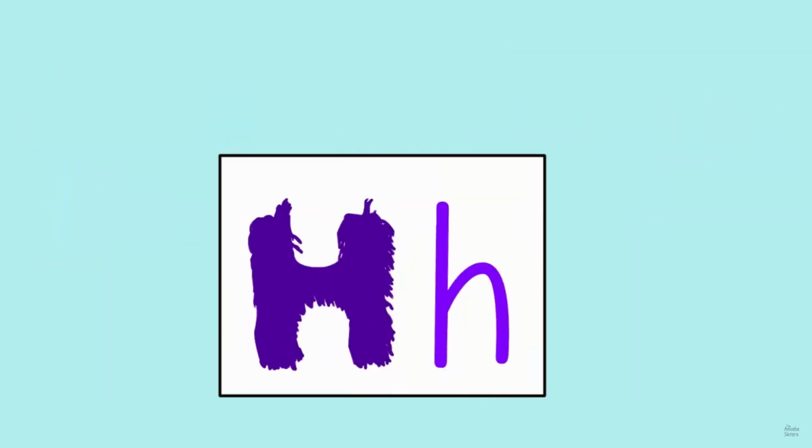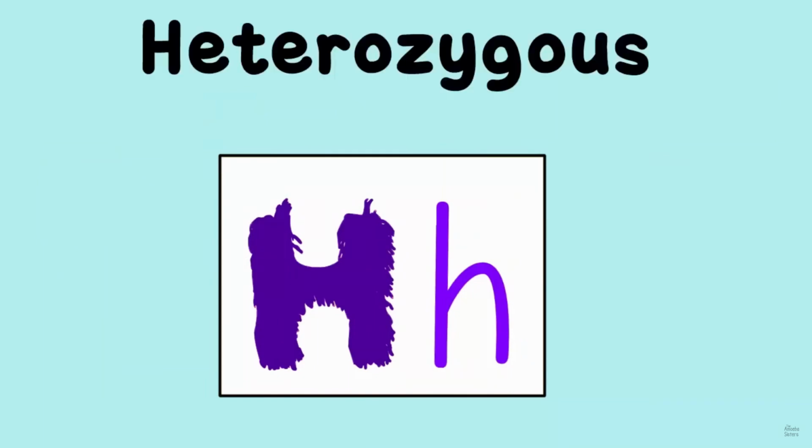A genotype of big H, little h is considered heterozygous. The root in this word means different because their letters are different cases. One is a capital and one is a lowercase.